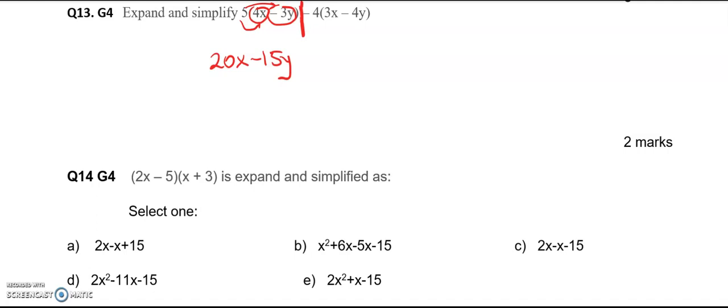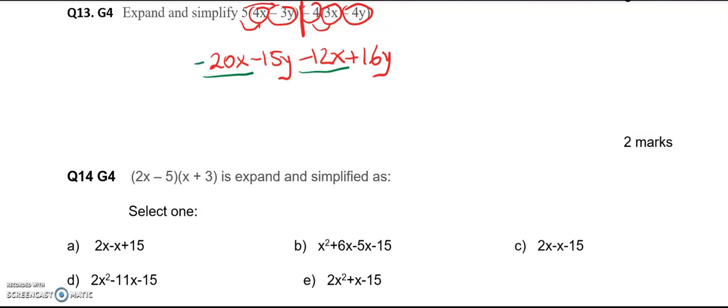Then we go to minus 4 times 3x. So minus 4 times 3 is minus 12. Put the x in as well. Minus 4 times minus 4 is plus 16. Add in the y. Now we can simplify this further because we have x's here and x's here.